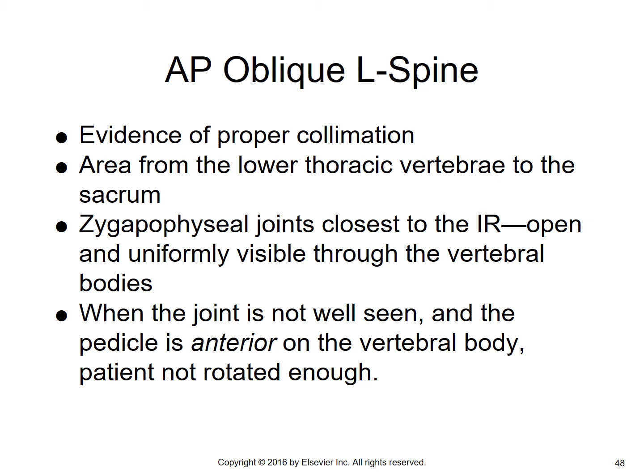So when you are doing AP obliques of the lumbar spine, the RPO would demonstrate the zygapophyseal joints on the right side. The LPO would demonstrate the zygapophyseal joints on the left side. So those that are closest to the IR. Now, of course, if you were doing the PA obliques, this would be reversed. But most places do the AP oblique, so zygapophyseal joints closest to IR.